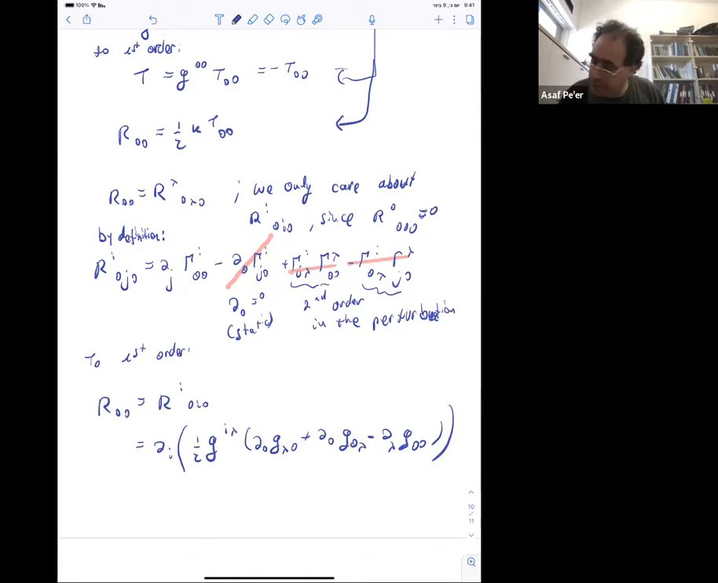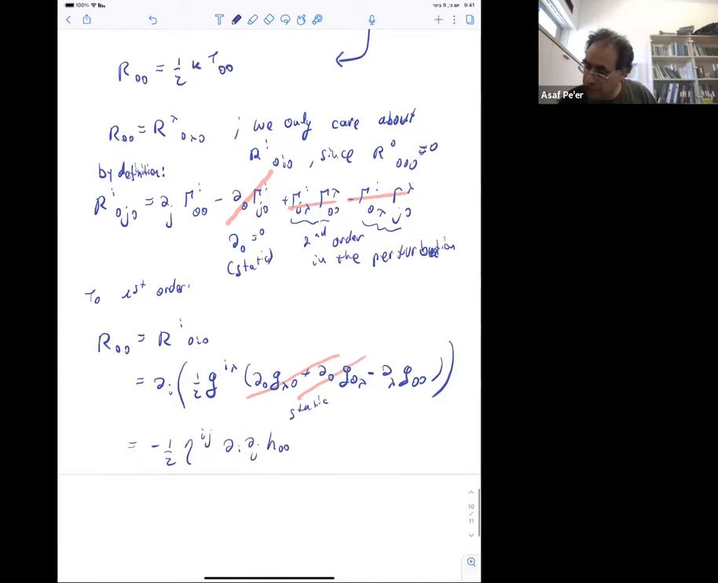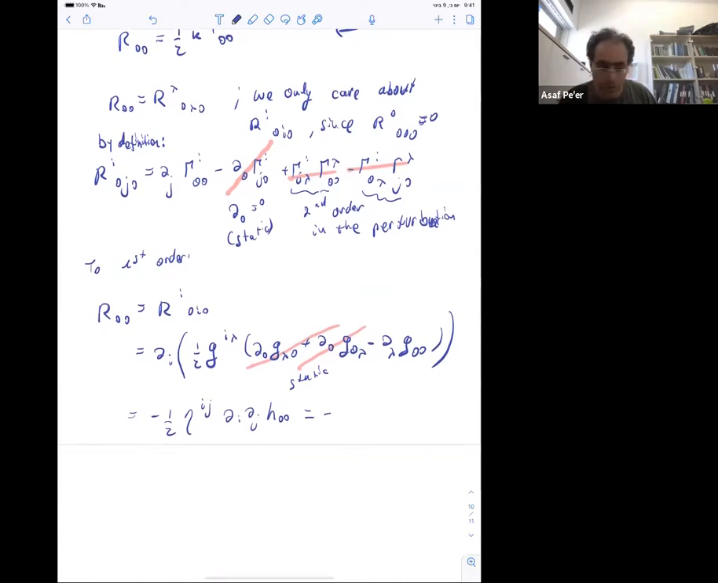Now again, the metric is static, so these two guys cancel out because it's a static metric. So what is left is minus 1/2 η^{ij} ∂_i ∂_j of h_{00}, which is another way of simply writing minus 1/2 ∇² h_{00}.